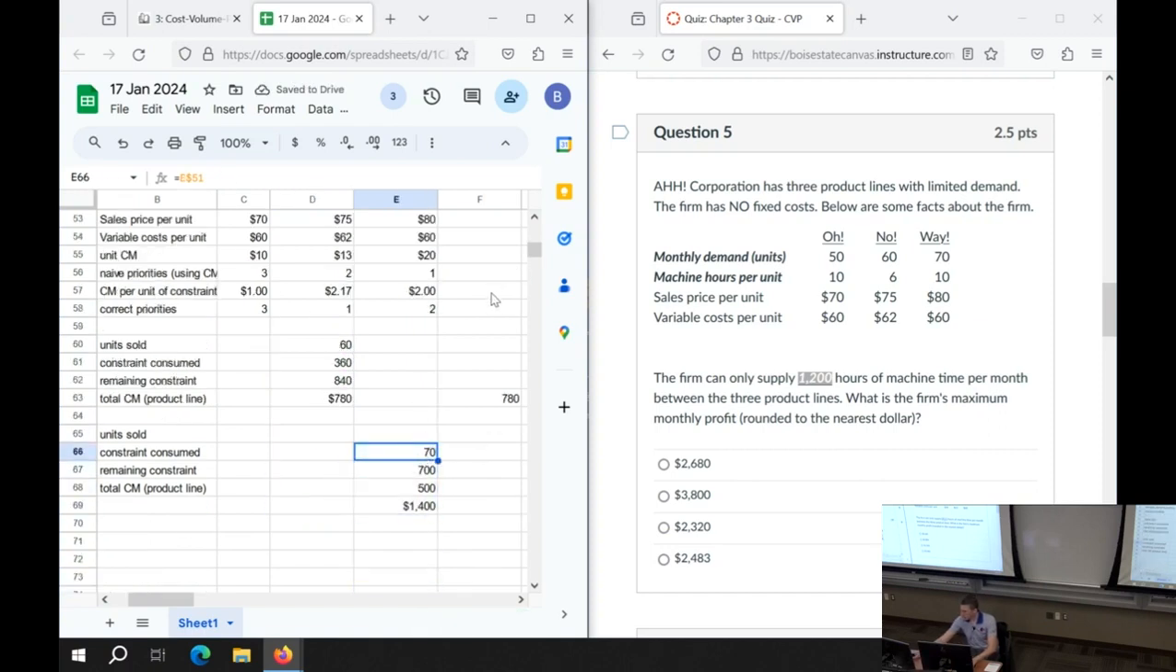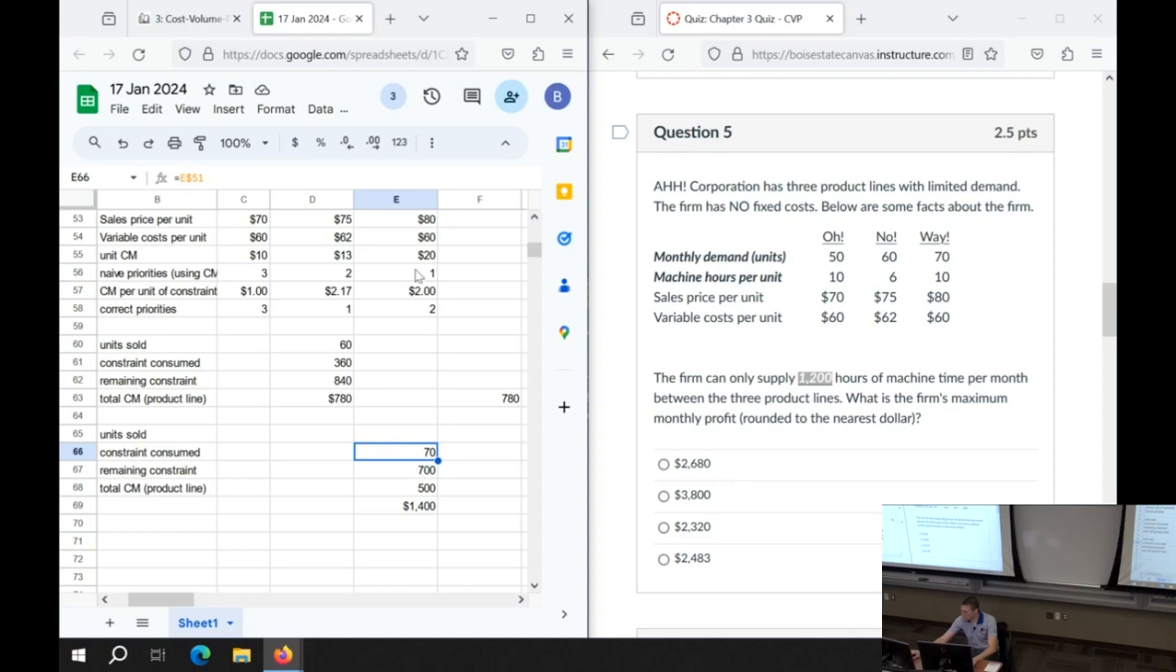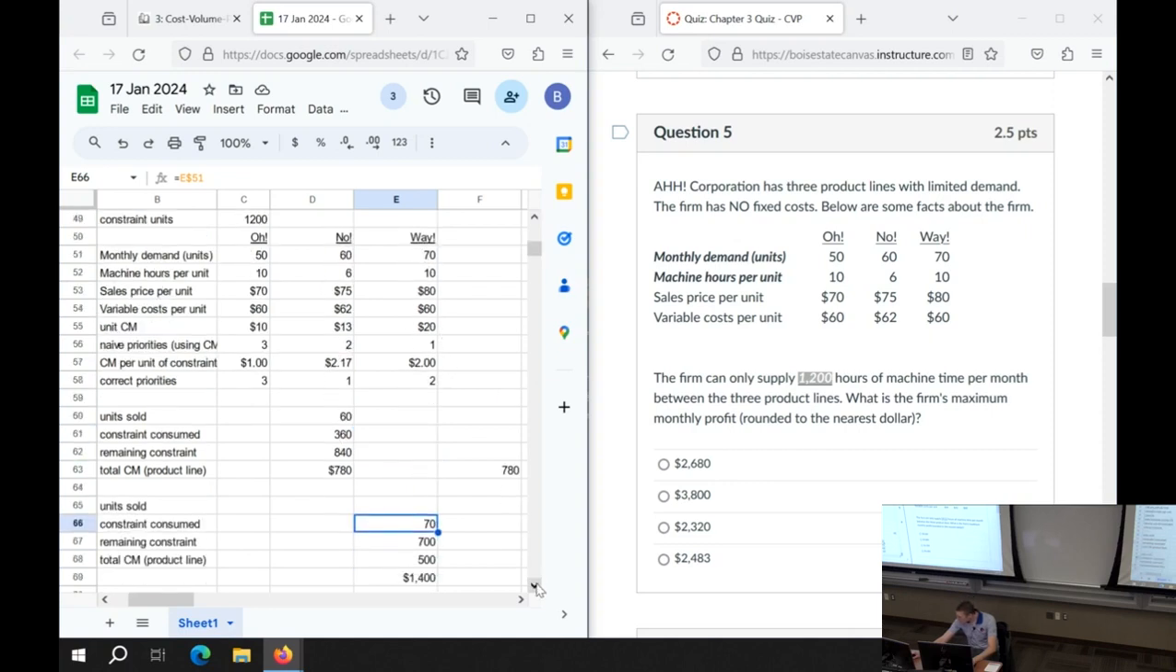Okay, so now we're going to fill all the demand for whey. 70 units is the total monthly demand we have. So we're going to fill all 70. There we go. 10 machine hours per unit. So that means we're going to use 700 constraint units right there. And I copied it down one too far.